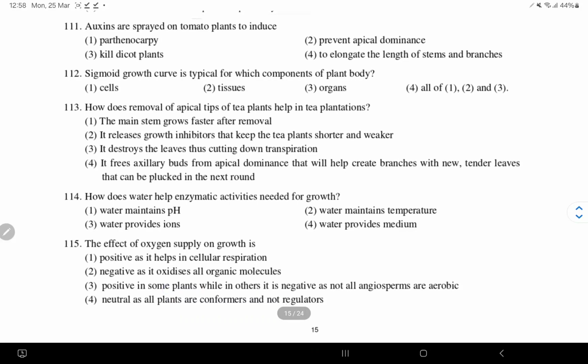Right? Sigmoid curve growth is typically for which components of the plant body? To the cells, to the tissue and to the organ, all 1, 2, 3. How does removal of apical tips of the tea plant help in tea plantation? It frees the axillary bud from apical dominance and helps to create branches with new tender leaves, and it can be plucked in the next round, right?